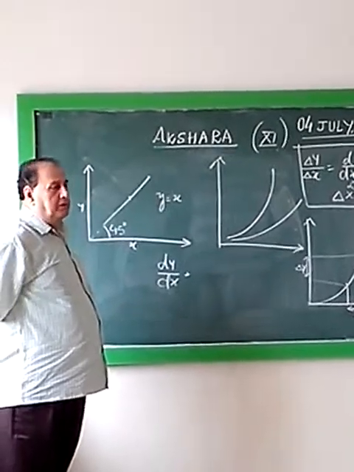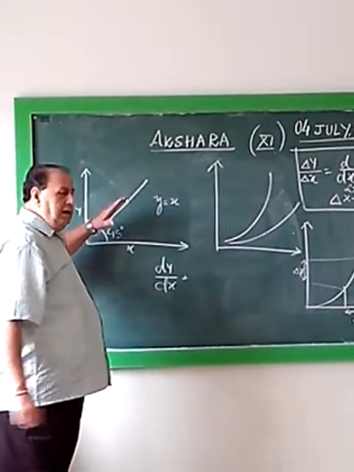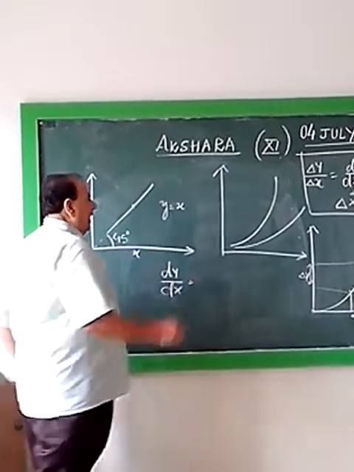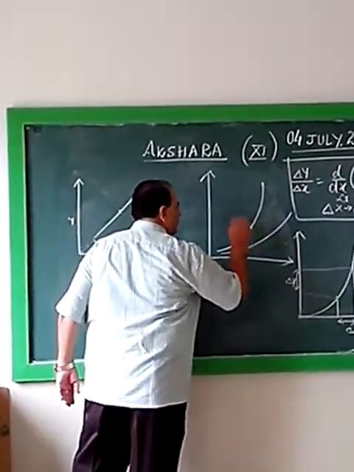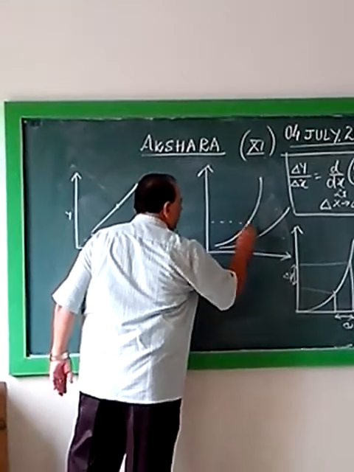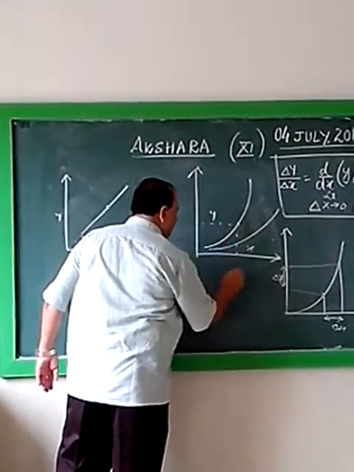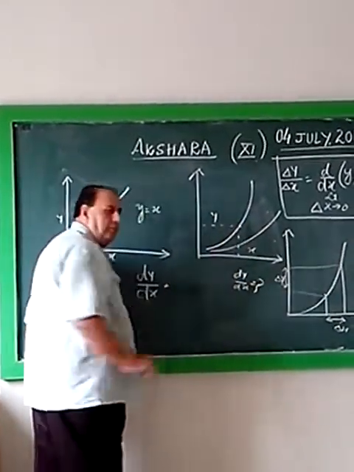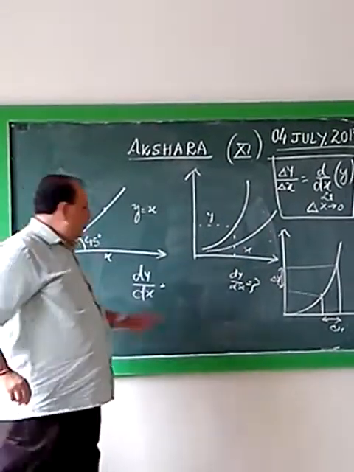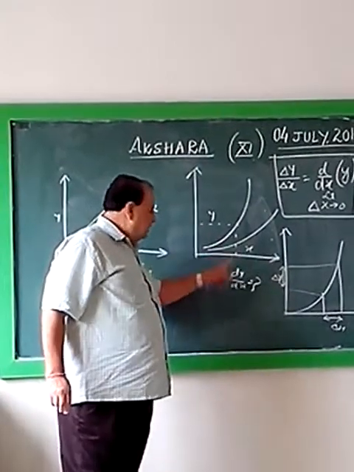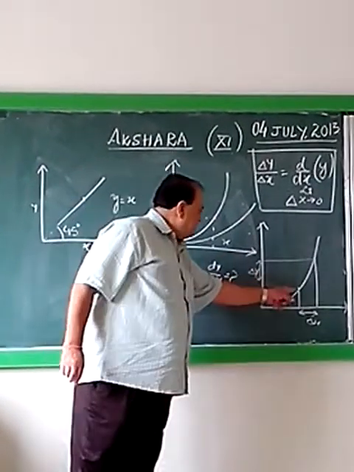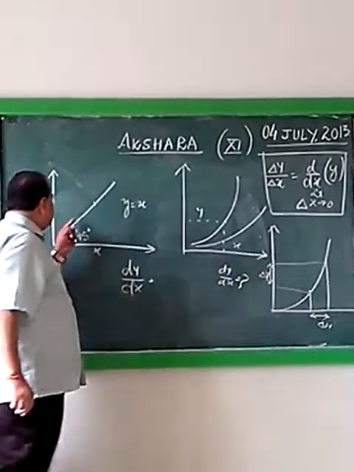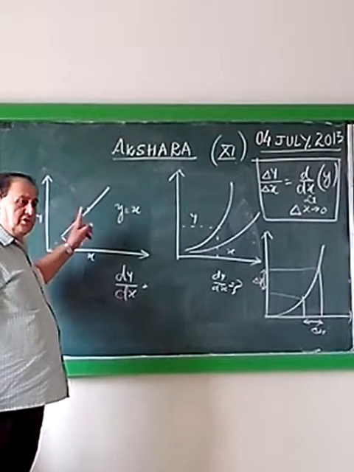I'll give you a short term number. For a straight line, we have to think about the tangent. If I want to know what is the rate of change at this point, this is x, this is y, what is dy by dx at this point? If I want to know how y changes with x, you can see y changes with x. But in this case, the change of y with x is the same. I'll tell you why it is the same.